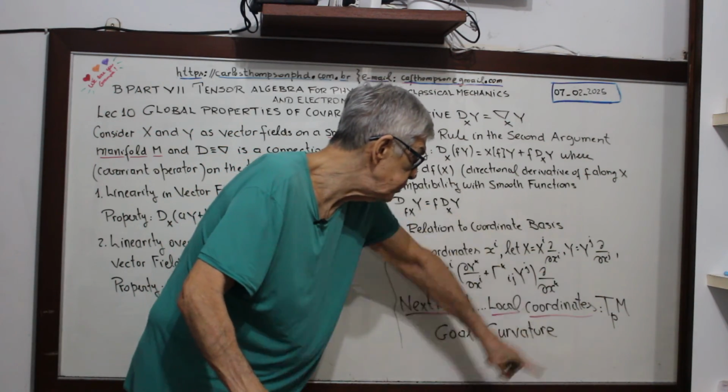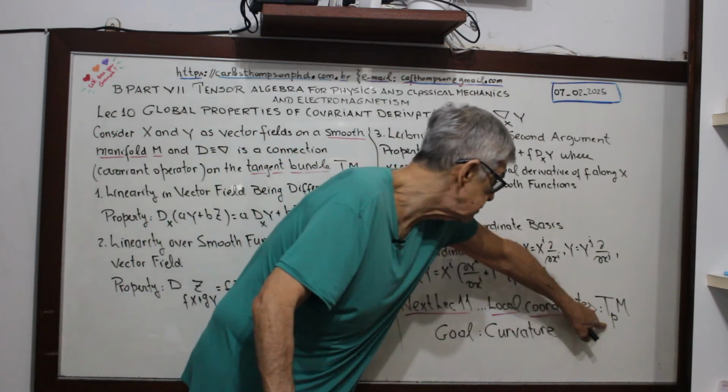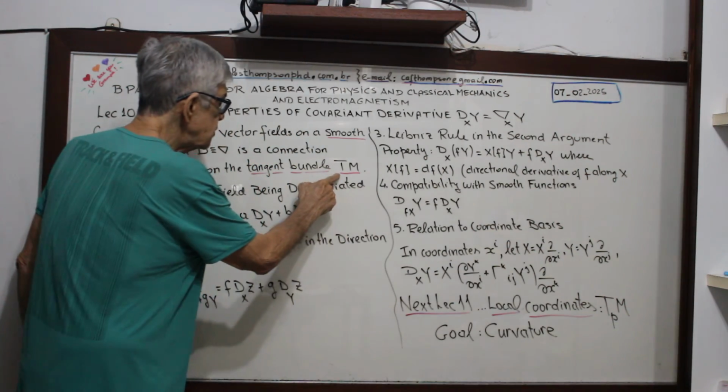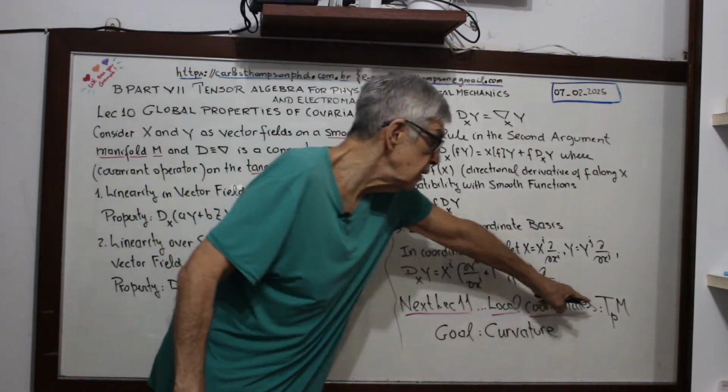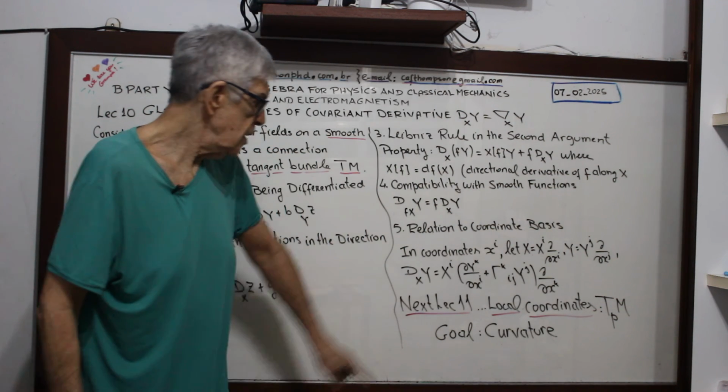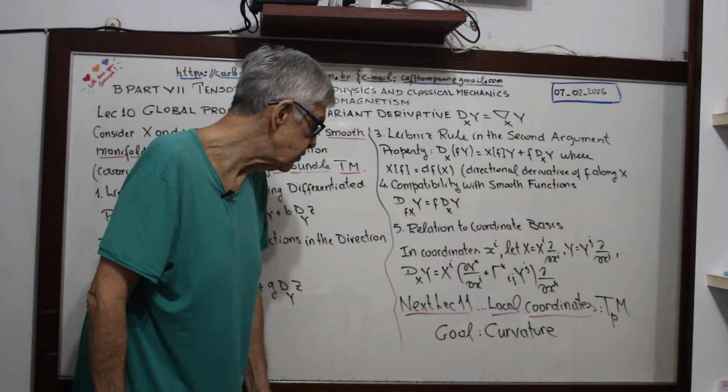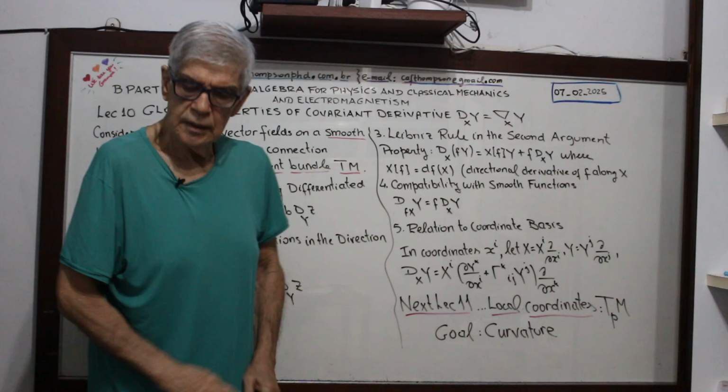You see, T_PM. You see that this is P here. There is no P here because this is global and this will be local. You see this in the next lecture. Okay, that's it.